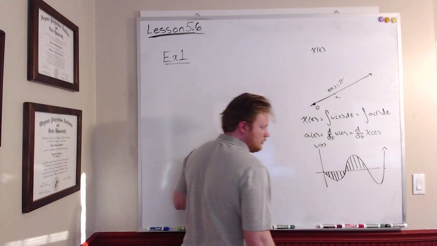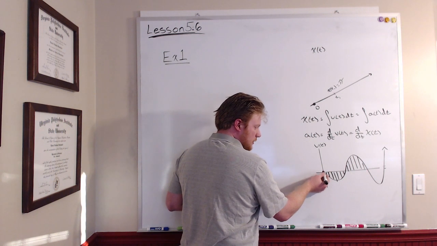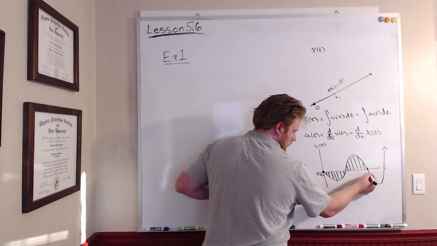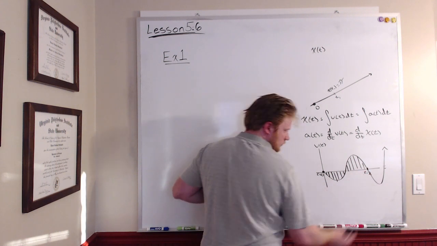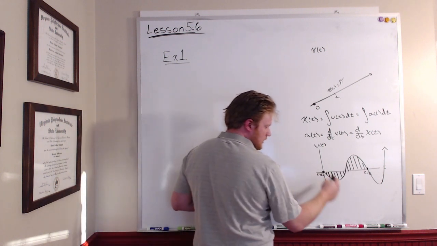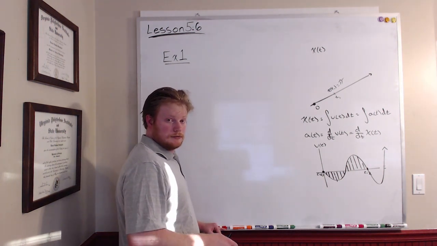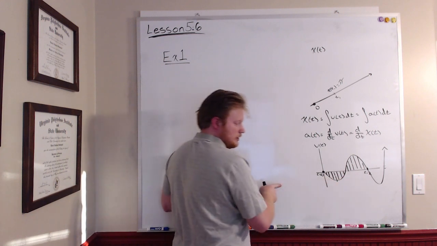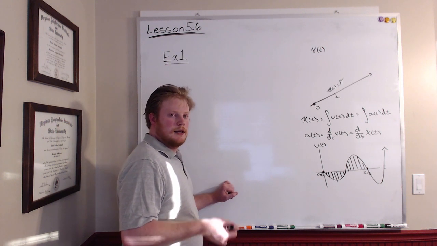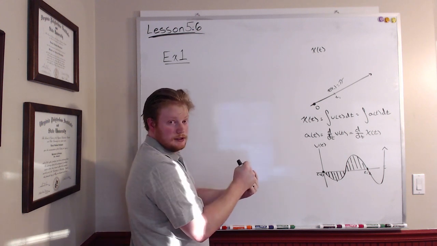Now, if those two areas were equal, then the displacement from t equals 0 to t equals 2, I just made that number up, should be 0. Because I travel in the negative direction some distance, and then in the positive direction the exact same distance. And displacement is just a measure of the difference between where I start and where I end.